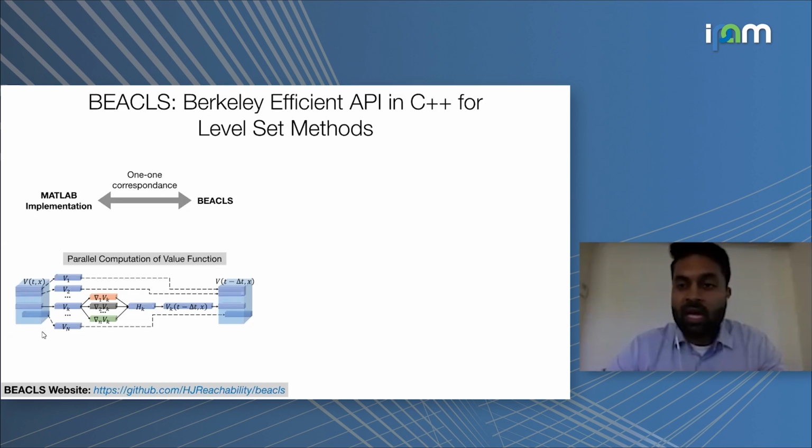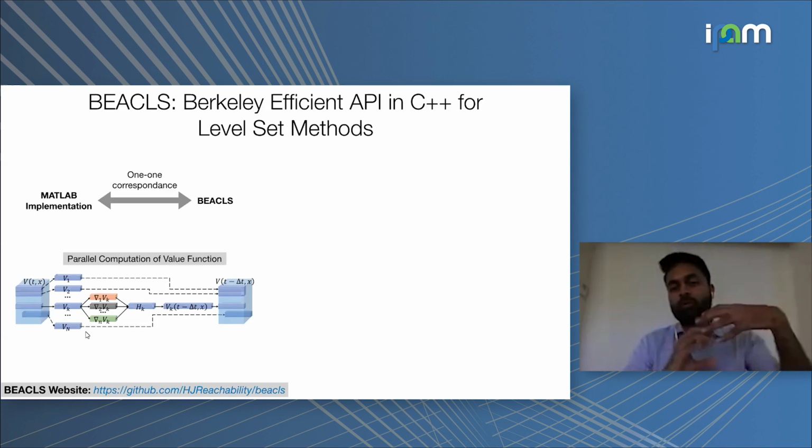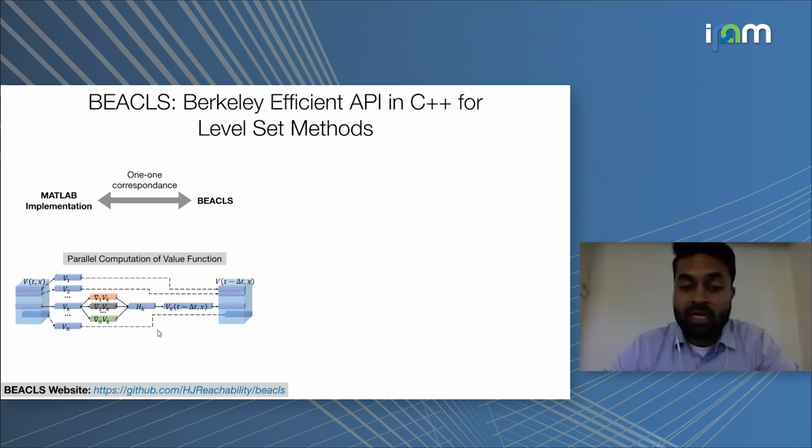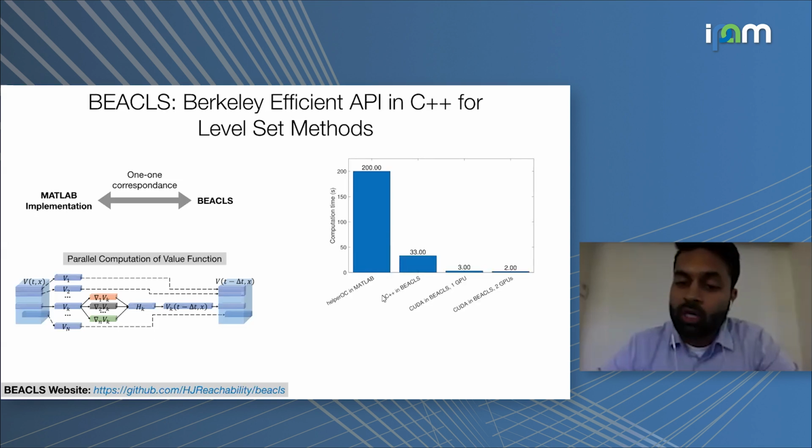In particular, we can parallelize the computation of the value function by using this concept of overlapping grid. And that allows us to use tools like GPUs to do this computation very, very efficiently. So just to give you a sense of the computation savings we get by such an idea, this is the 200 seconds for the three-dimensional backward reachable set that I showed on the previous slide. If we only use this BEACLS library without any GPU acceleration, this computation time reduces to 33 seconds. But if we actually use GPUs, then it reduces to under 2 seconds.